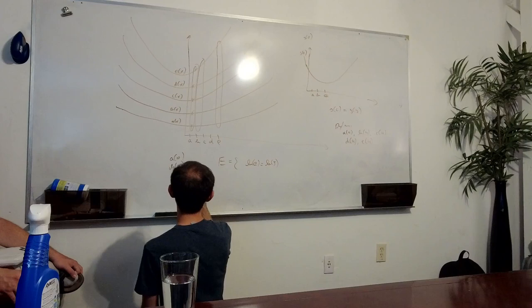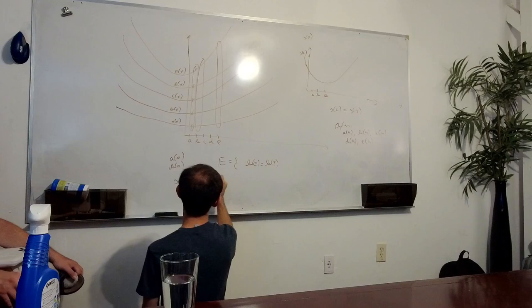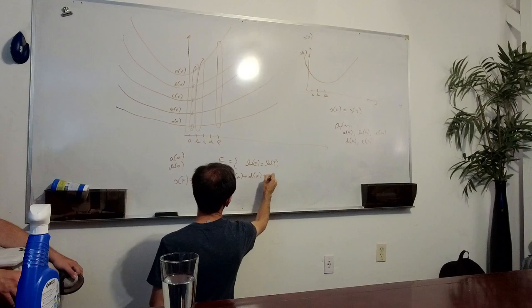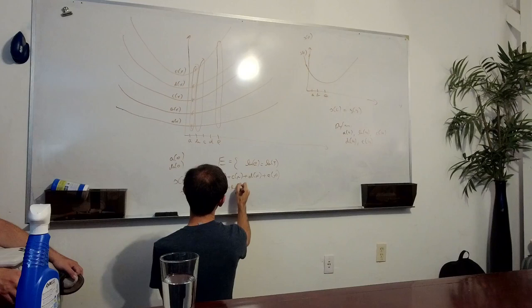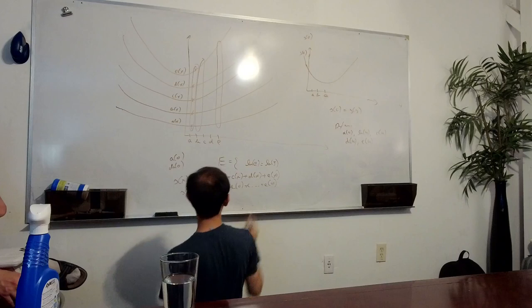If we know that our secret is actually the sum of all of these subpolynomials, then we know that our secret key is simply S evaluated at 0, which is Alice's secret evaluated at 0 plus Bob's secret evaluated at 0 plus, and so forth, plus Emily's polynomial also evaluated at zero.